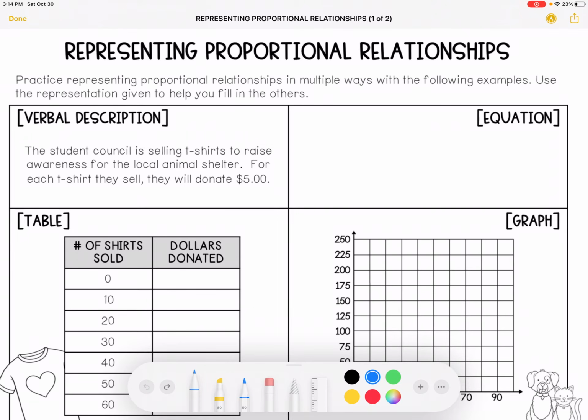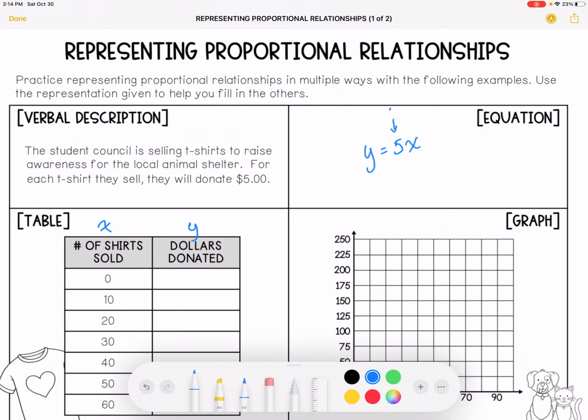So in this first one, we are given a verbal description that says the student council is selling t-shirts to raise awareness for the local animal shelter. For each t-shirt they sell, they will donate $5. So if X represents the number of t-shirts sold, and we can see that down here in the table, and Y equals the dollars donated, we know that they will donate $5 for every t-shirt. So if we multiply the t-shirts times $5, we will get how much they are donating. Okay, so our equation is easy to write that way.